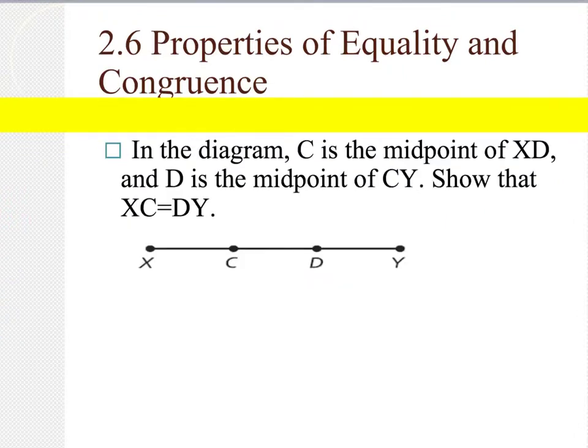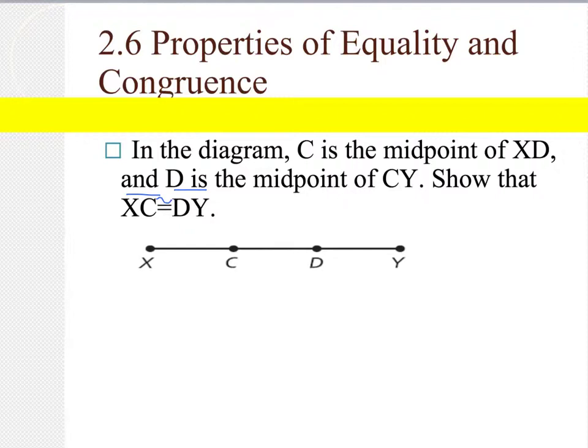Fantastic. Alright, here's our new problem. It says in the diagram, C is the midpoint of XD and D is the midpoint of CY. Show that XC is congruent to DY. Okay, now when we look at these, I'm going to walk you through this very first one. We're going to come up with a little explanation using logical arguments.